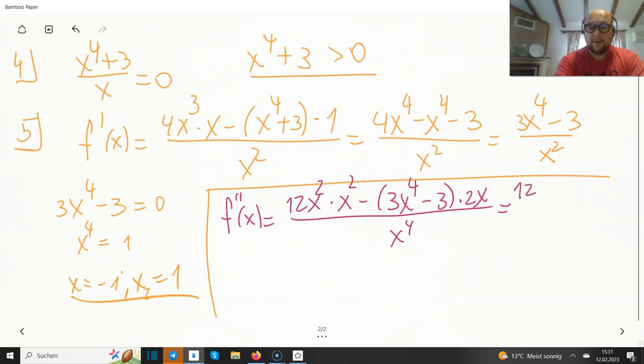So we have 12x to the power of 4. We have minus 6x to the power of 5, if I'm not mistaken, and then plus we have 6x. All right, divided over x to the power of 4. I cannot simplify that much actually. Let me check.